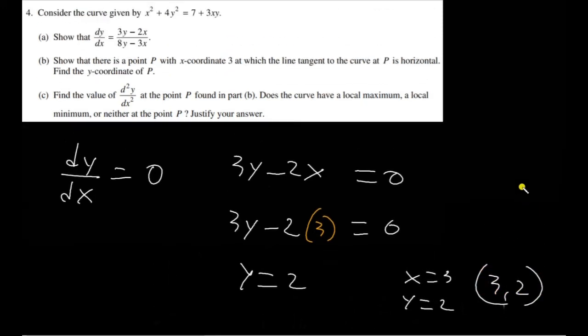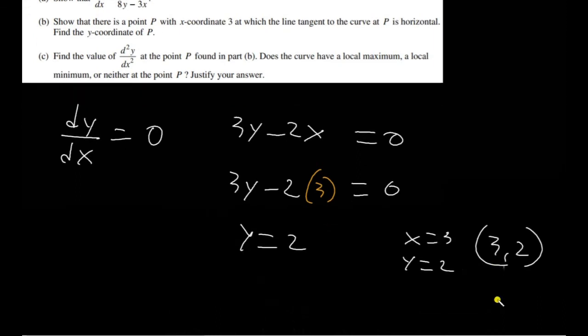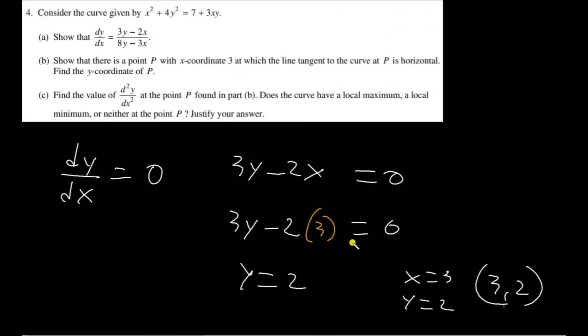Okay, and that's what we wanted to show, right? We want to show that there's a point P with x-coordinate 3 where the derivative is 0, where the line is horizontal. And we found the y-coordinate of P. One more thing we want to do, just to be sure that this is our answer, is check that P is actually on the curve. Because this is where the derivative is 0, but if the point isn't actually on the curve, then it's kind of useless, right? So we'll take (3, 2) and plug it into the actual equation and make sure that it checks out.